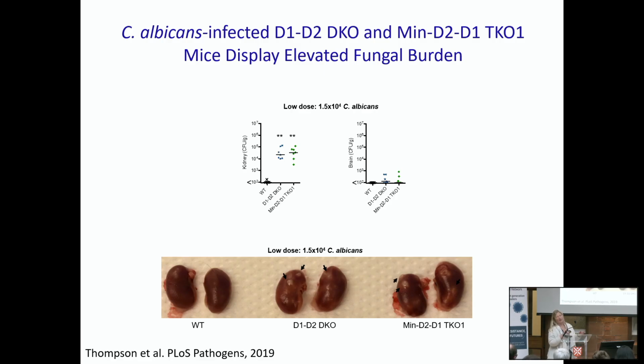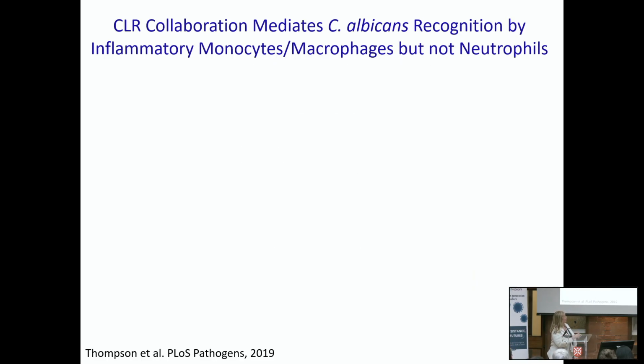So much so that we had these mice all co-housed and were blinded ourselves when we did the experiment. But whenever we did the harvest, we knew exactly if it was a double or a triple knockout mouse, because you could see these little white nodules all over the kidney. That was the fungus and inflammatory cells. It was very obvious in them.